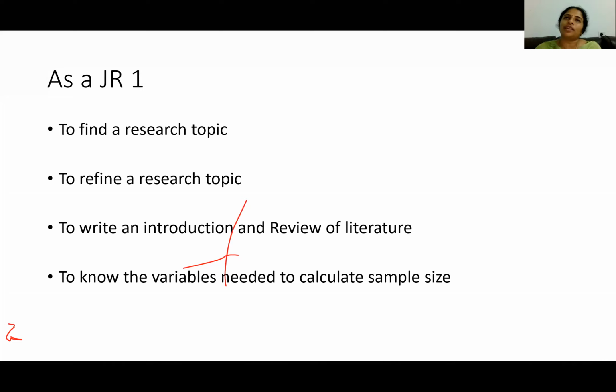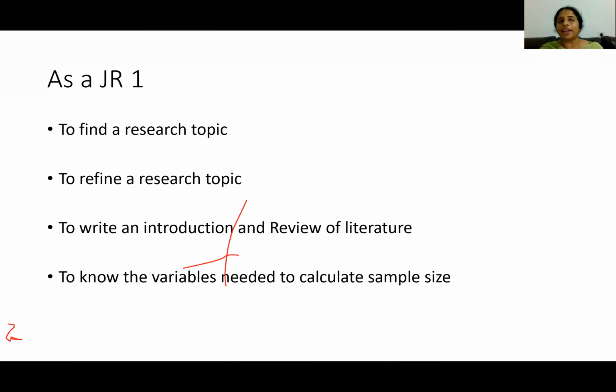And the fourth one is to know the variables needed to calculate sample size. You will have a session on sample size, and in that class, I am going to tell you this is the formula to use, but in that formula there is one thing you have to go to the literature and find out. So you will obviously be searching for that particular thing which is needed for sample size.